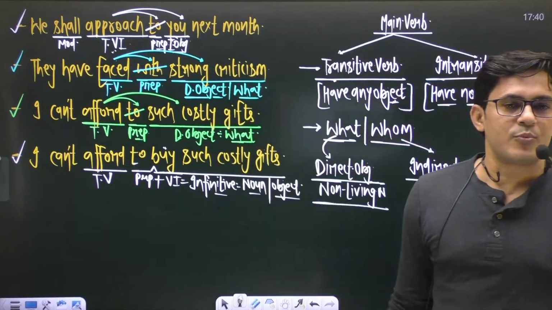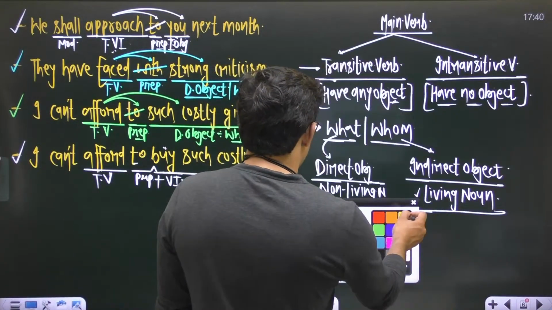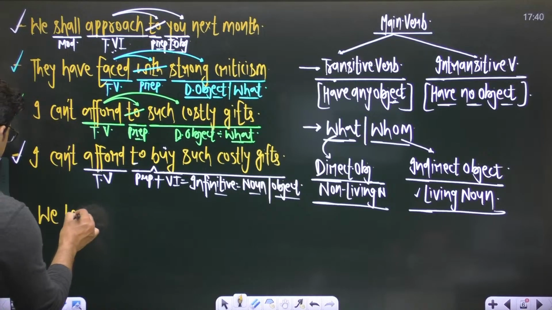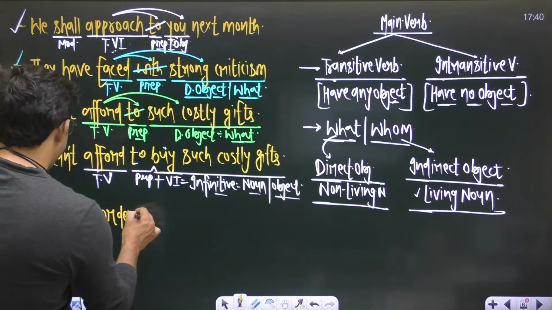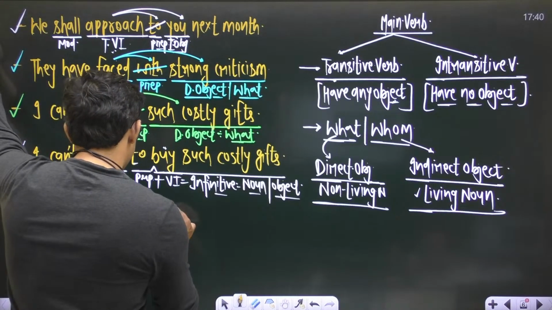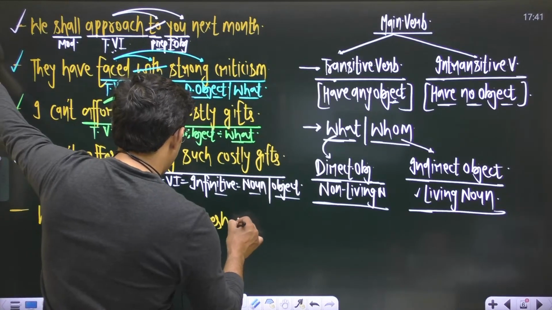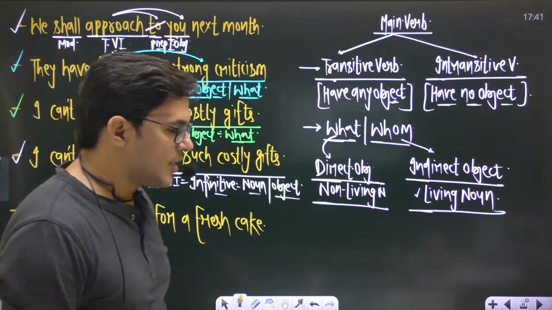Are you getting my point? Is everything clear? Yes. Okay, let us discuss some of the examples. Like if I say, we have ordered for a fresh cake.